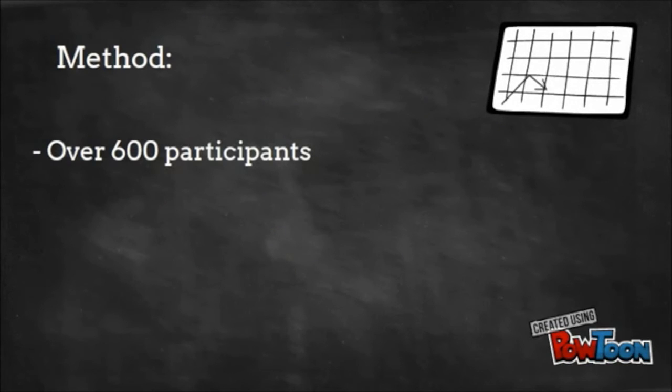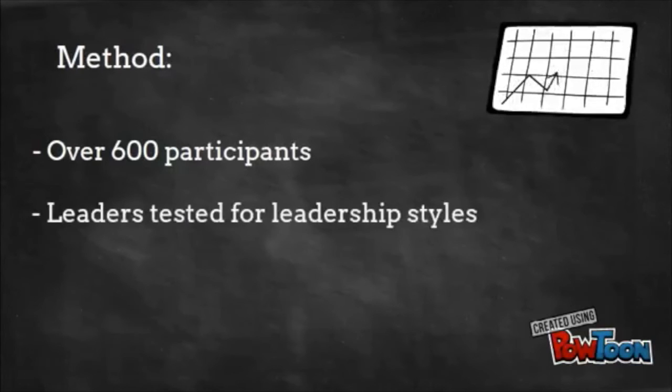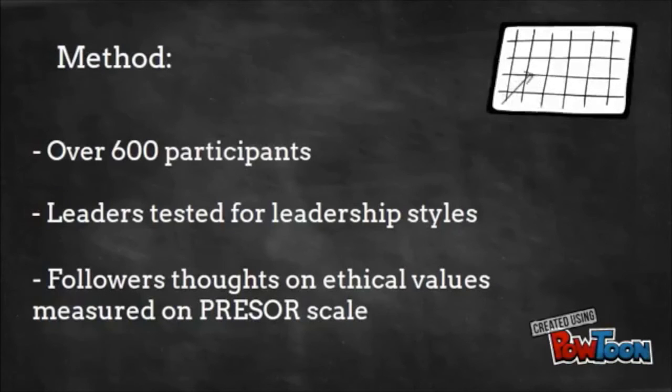Now to the method. Over 122 organizational leaders and 458 direct followers and work unit members participated in this study. Each leader was sent a leadership style questionnaire to identify their leadership style. After that, followers' thoughts regarding the significance of ethics were measured with Singhapakdi et al.'s 1996 PRESOR scale, measuring their perceived role of ethics and social responsibility.